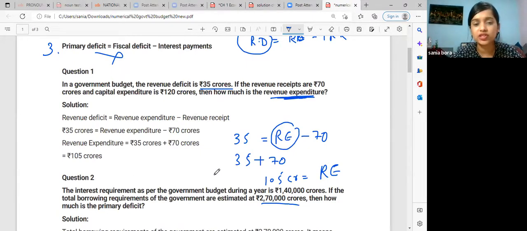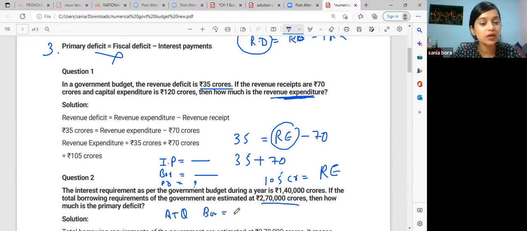Don't write the entire question, just write it like IP equals this value, because I don't want to waste your time. IP, the value, and then what is given, borrowing is given. Then you have to find PD equals question mark, and you have to mention here that according to the question, your borrowing equals your fiscal deficit. That means fiscal deficit equals the value, and then write the formula and solve it. Okay, solve it and let me know the answer.